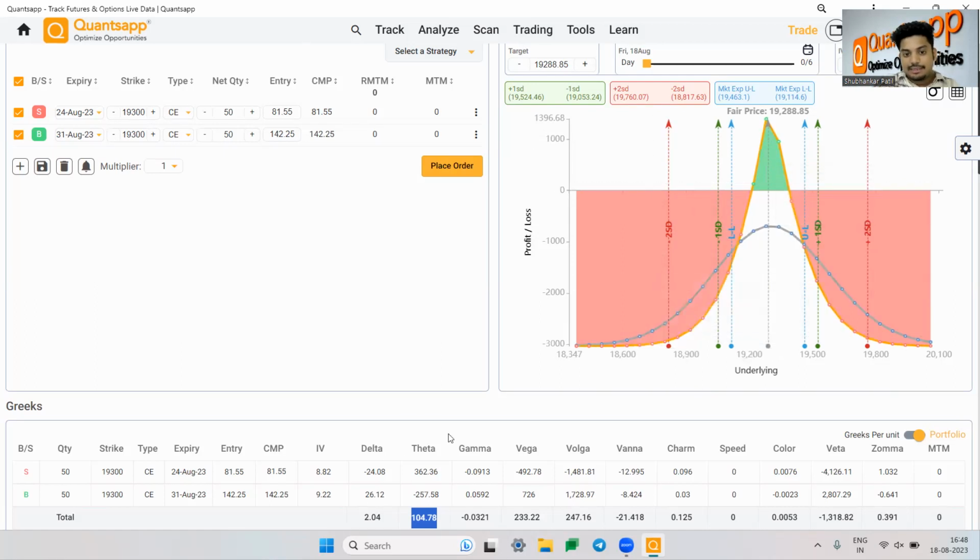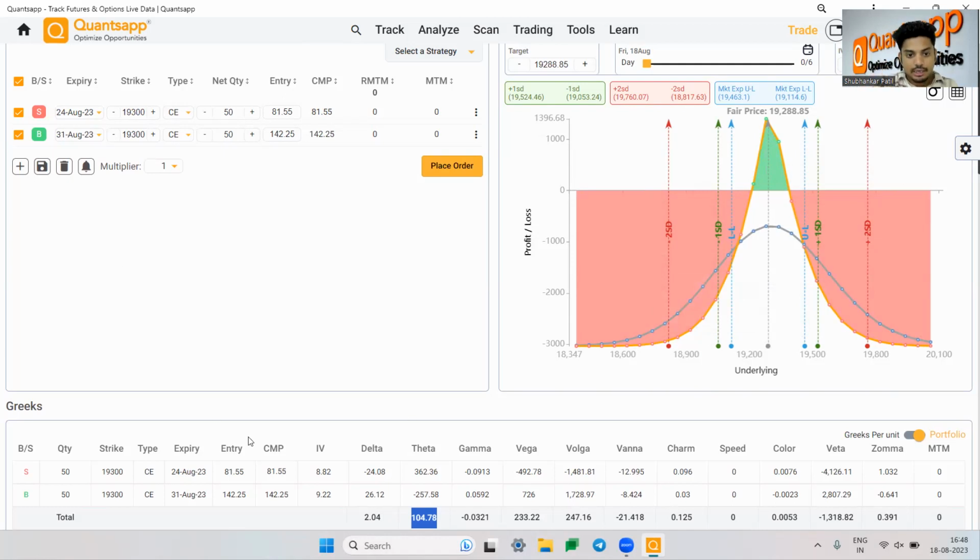Now, the strategy is also a theta positive strategy, wherein if nothing happens and the market remains where it is, you will make money in this option trading strategy. So this is calendar spread. Now, how is it making you money?